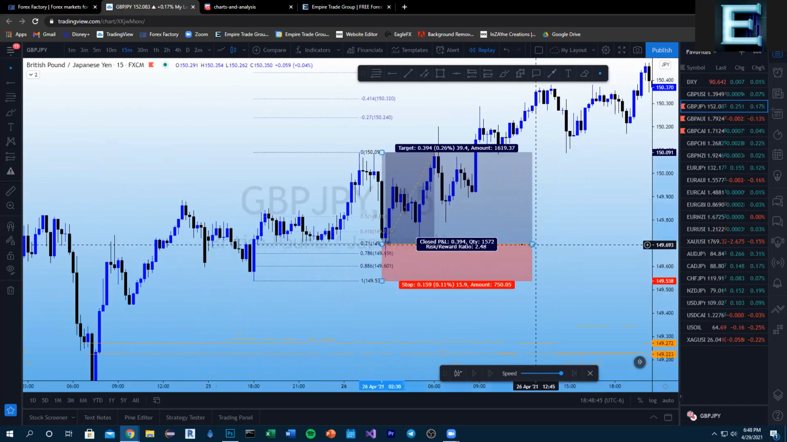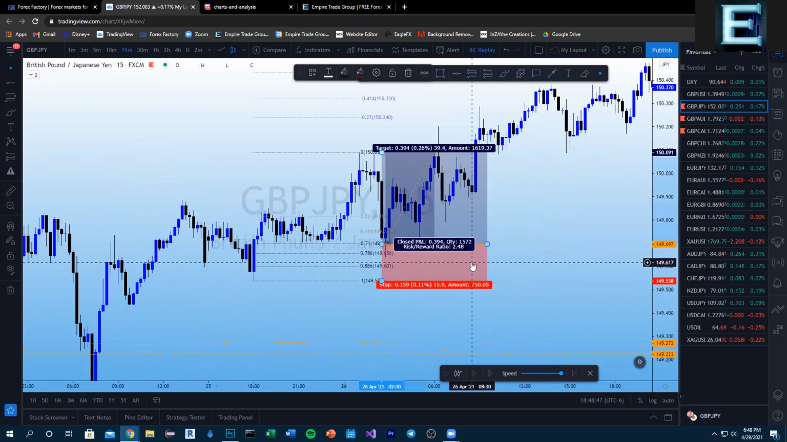But what are we missing in this setup? It tapped that OB, that broke structure. Yeah, exactly, right? I believe you're talking about the same one here. But what are we missing in this setup? Why would I not take this trade?